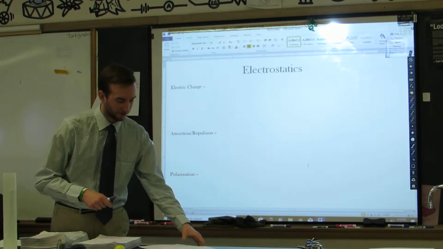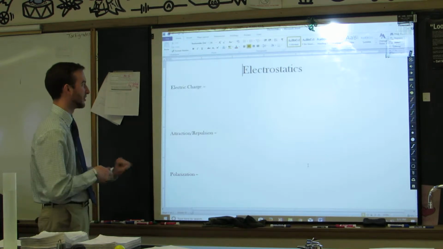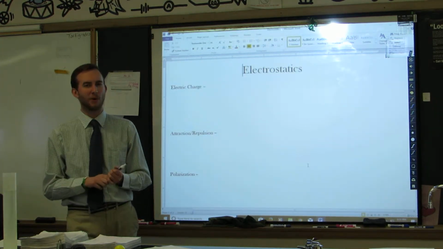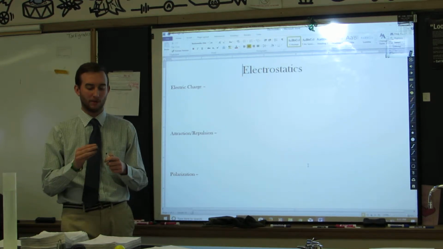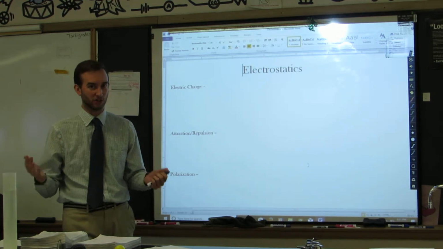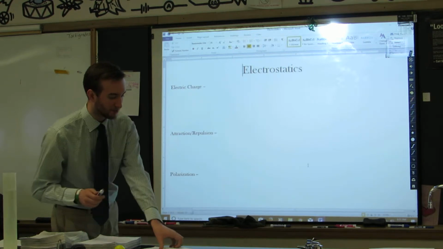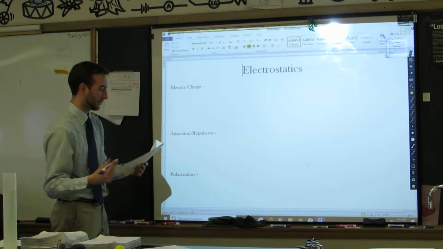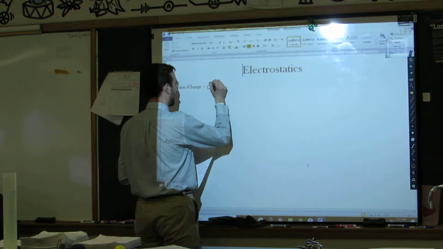So, to start off, we have to talk about electric charge. Electric charge is hard to describe, it's like mass. Why do objects have mass? They just do. Why do objects have electric charge? They just do, okay? Electric charge is a property that objects can have, and there are a couple different types of electric charge.